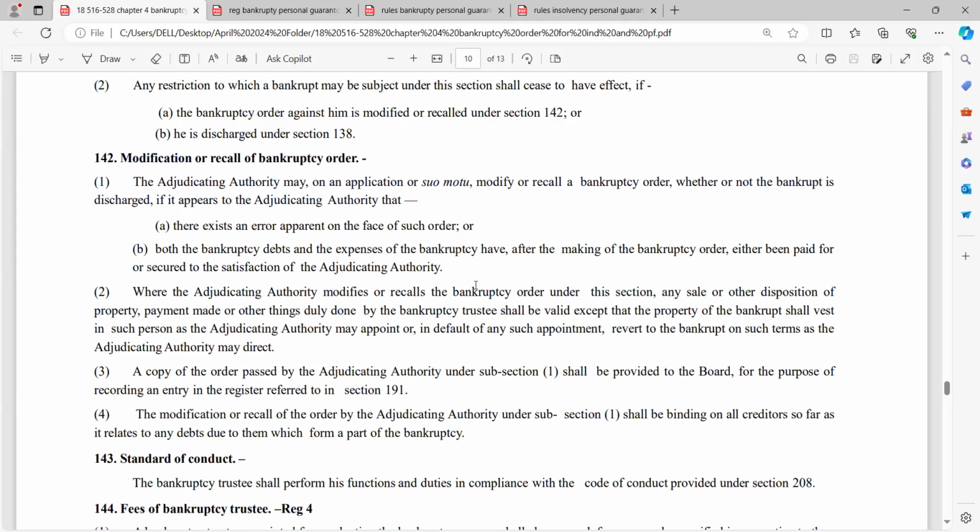of the adjudicating authority. Where the adjudicating authority modifies or recalls the bankruptcy order under this section, any sale or other disposition of property, payment made, or other things duly done by the bankruptcy trustee shall be valid, except that the property of the bankrupt shall vest in such person as the adjudicating authority may appoint, or in default of any such appointment, revert to the bankrupt on such terms as the adjudicating authority may direct.